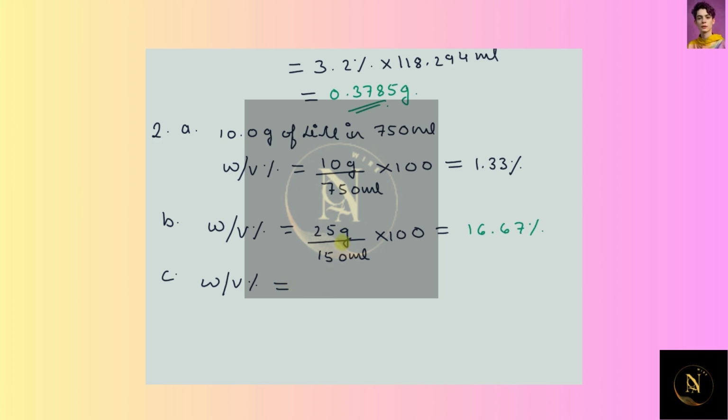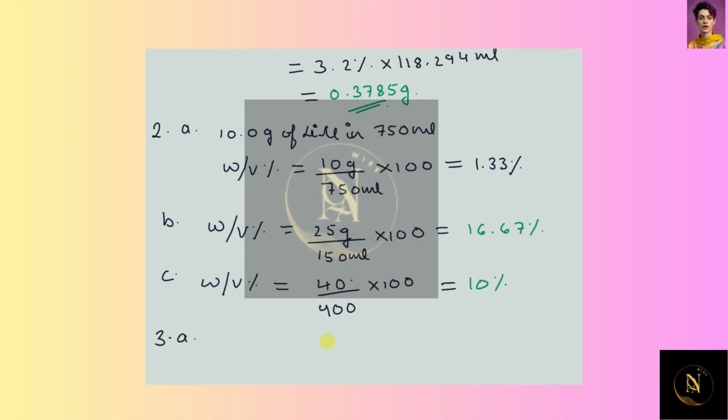Now the C part of the question is to calculate the weight by volume concentration percentage of NaOH. We'll apply the same formula as in the first question. It is equal to the amount of NaOH, which is 40 gram, divided by the volume of the solution, which is 1.50 liter. So we need to convert it into ml. We'll multiply by 1000 and this whole multiply by 100. By calculating it, since here the volume is 400 ml, it is equal to 10%.